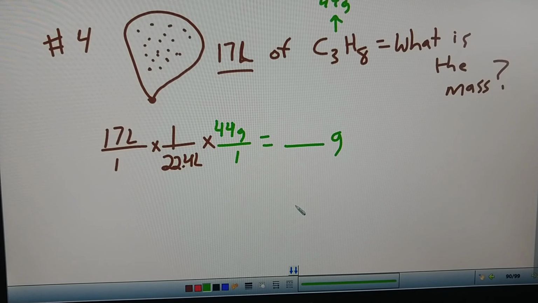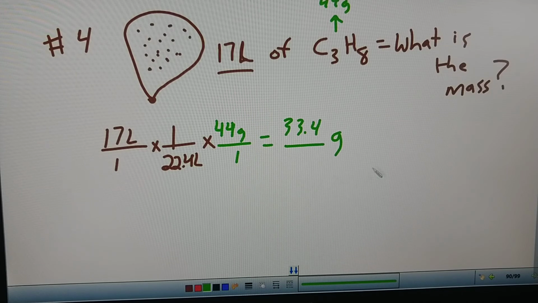So 17 divided by 22.4 times 44 equals 33.4. You would have 33.4 grams of propane in there. All right, let's keep rolling. Number 5.